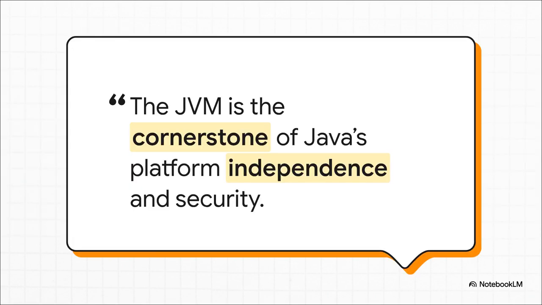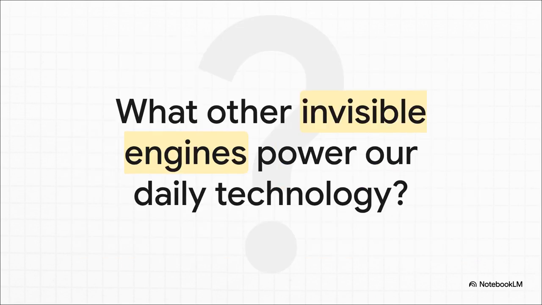And this entire architecture, from the secure way it loads code to the smart way it executes it, that's what makes Java's original promise of write once, run anywhere actually work. It is, without a doubt, the cornerstone of the language's legendary platform independence and its rock-solid security. The JVM really is a masterpiece, an invisible engine that's been powering countless applications for decades.